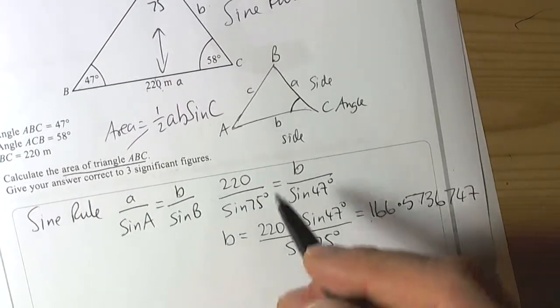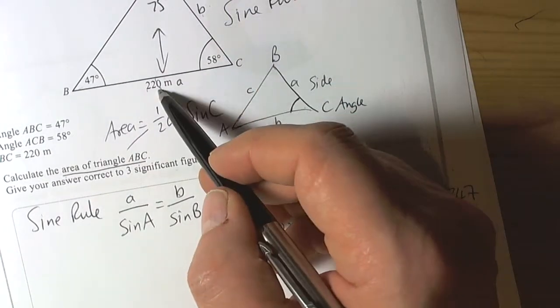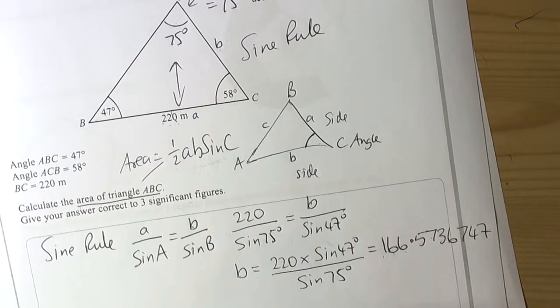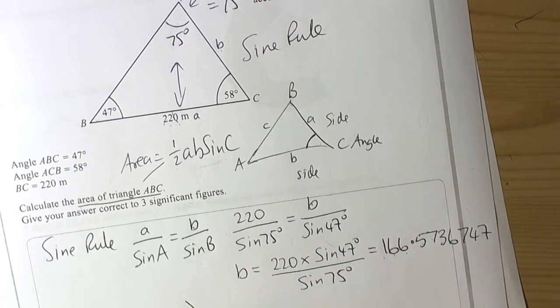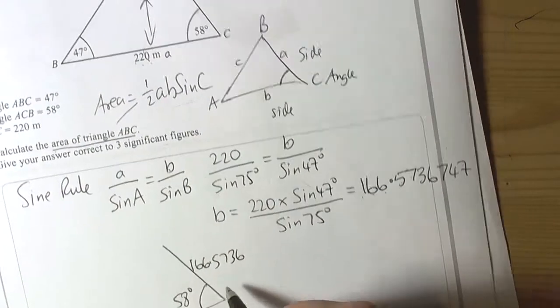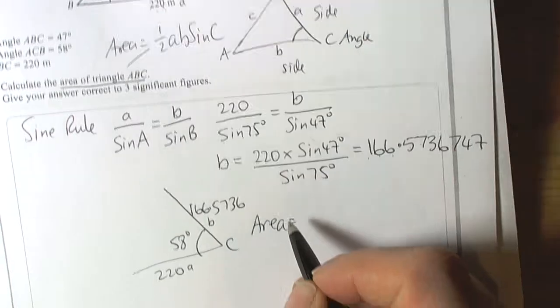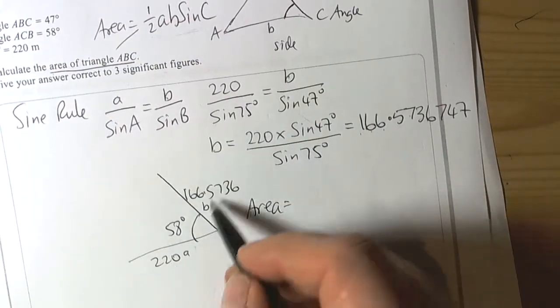I've now got the situation where I've got a side, angle, side. So I can now use this formula. If I look at the information I've got, that's 220, I've got that's 166.5736 and so forth, and I've got the angle between them is 58 degrees. So from the formula, that's going to be my angle C, that's going to be my length of b, that's going to be my length of a. So that's the information we've got from the picture.